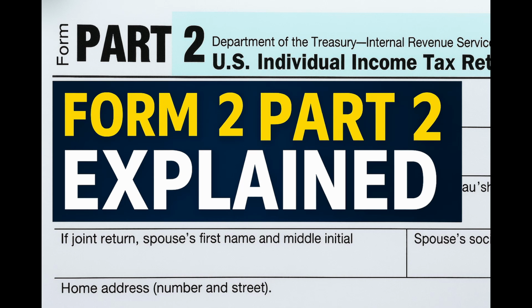Hi, welcome back. In part 1, we covered the top portion of the Form 1040, your name, filing status, and dependents. Now let's move on to part 2, income, where you start entering your earnings from work, investments, and retirement accounts. This part of the series is where most people get confused, because this is where all your money shows up.